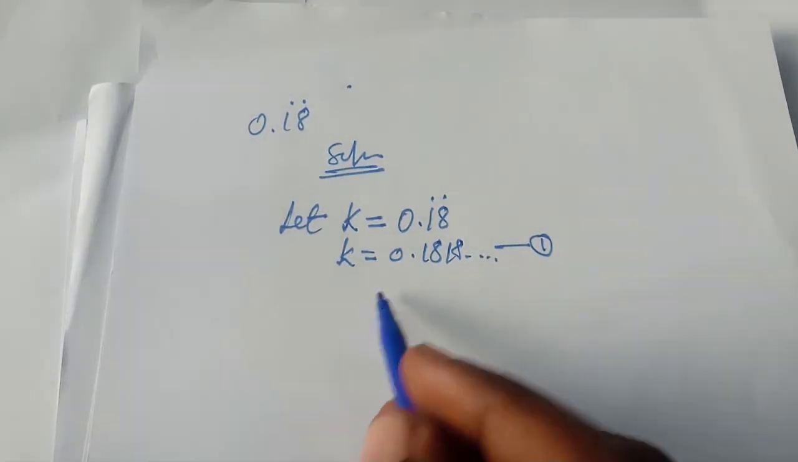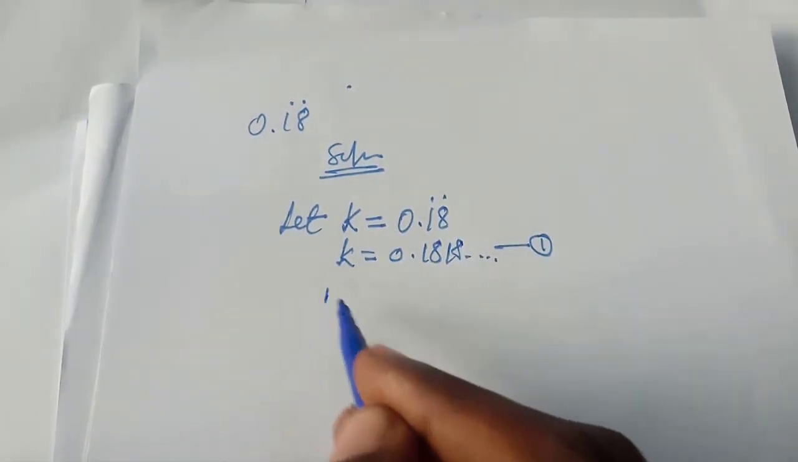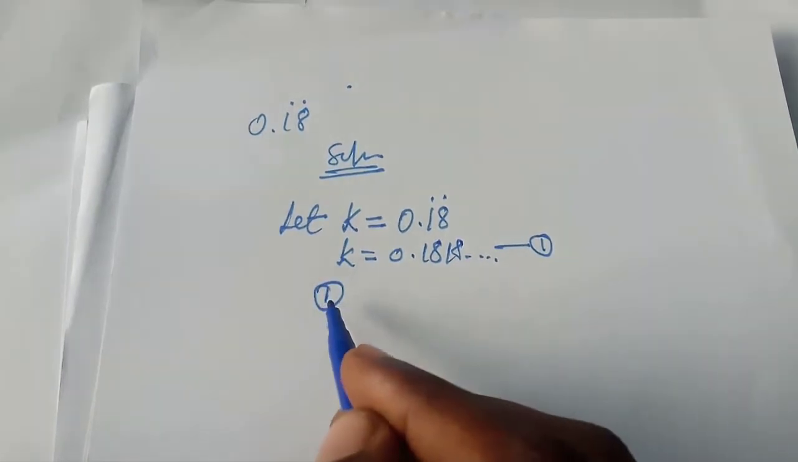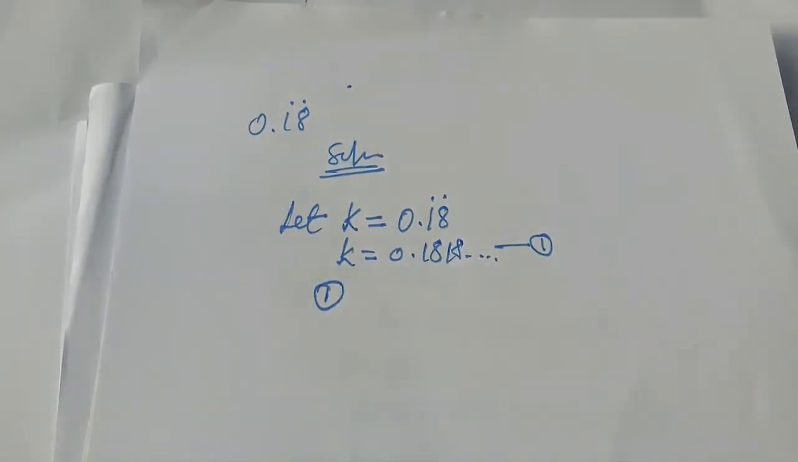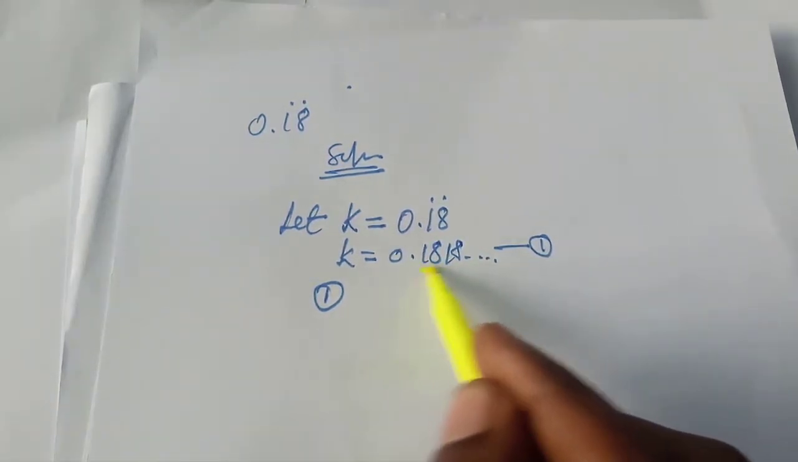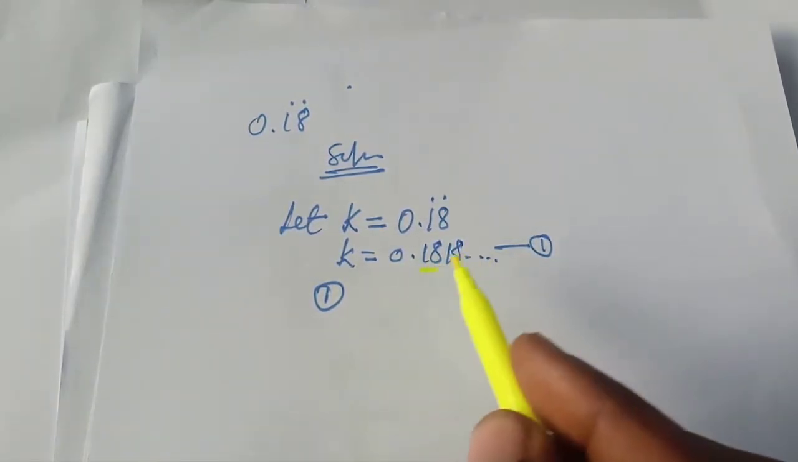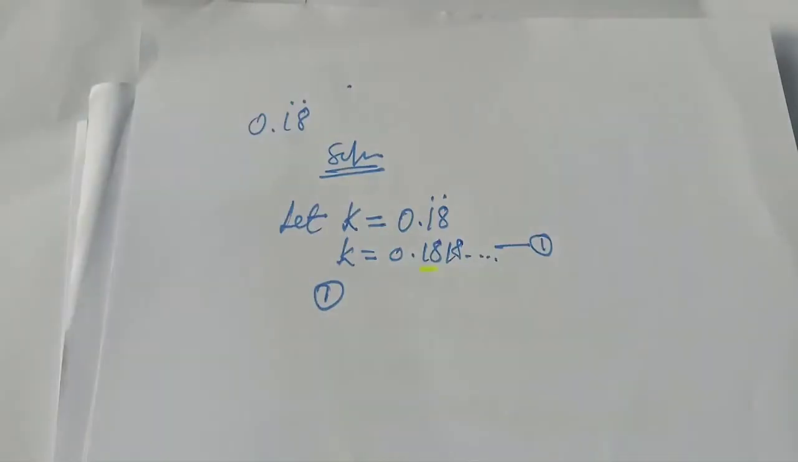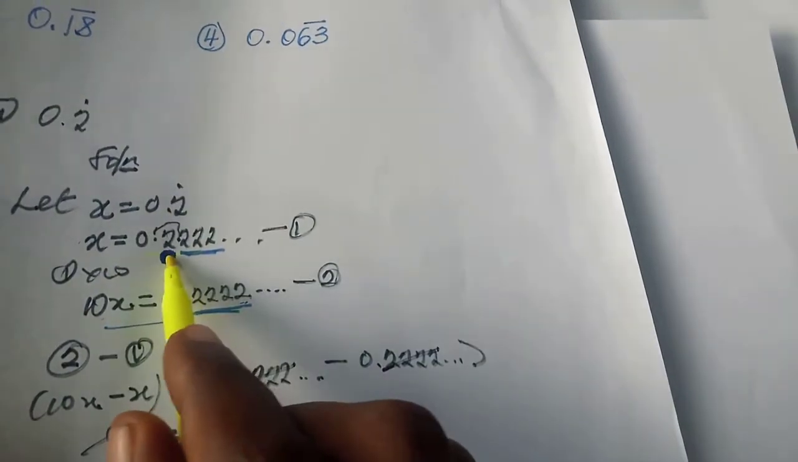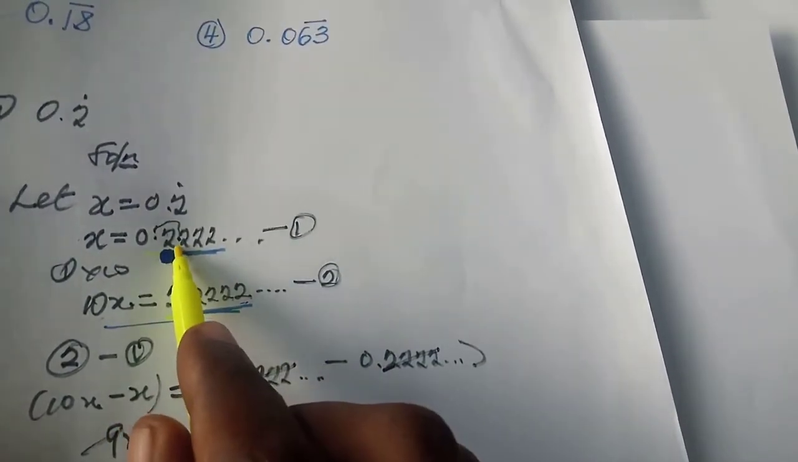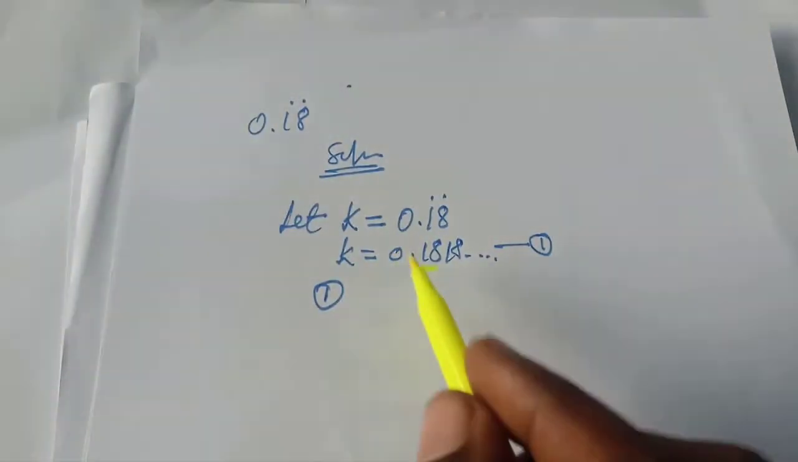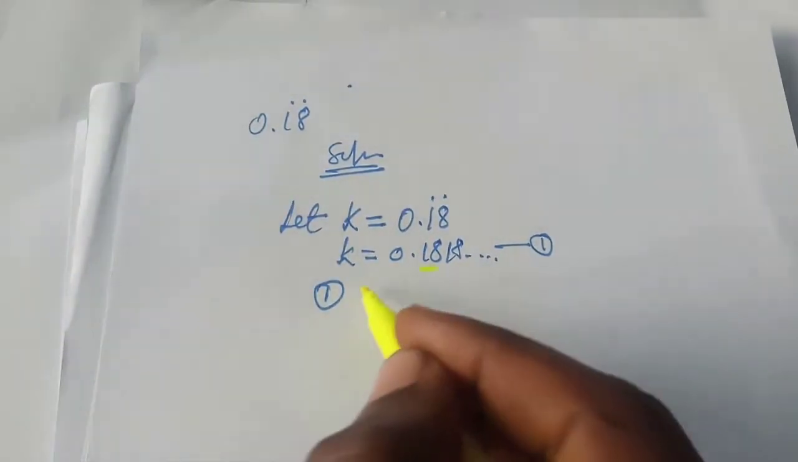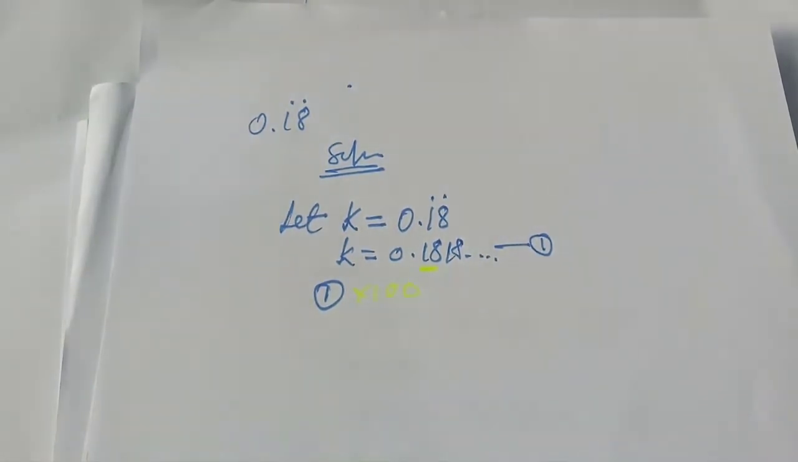Then this time around, we are not going to multiply equation 1 by 10. You're going to multiply equation 1 by what? 100. Because the repeating pattern of the number is in what? 2 digits. In the first case, the repeating pattern of the number was in what? Only 1 digit. 2, 2, 2, 2, 2. It's 2 that is repeating. That's why you multiply by 10. But in this case, the repeating pattern is in 2 digits. So you multiply by what? 100. Good.